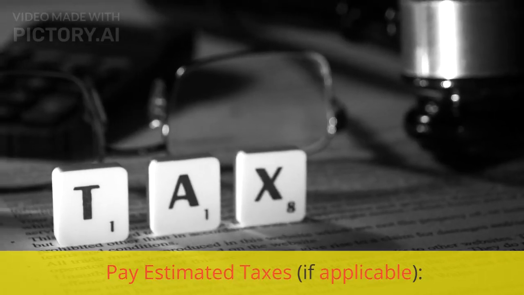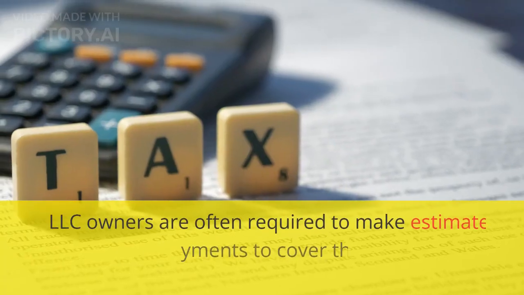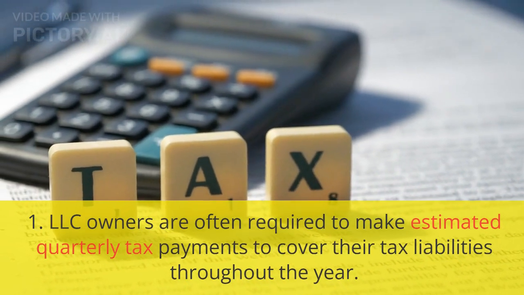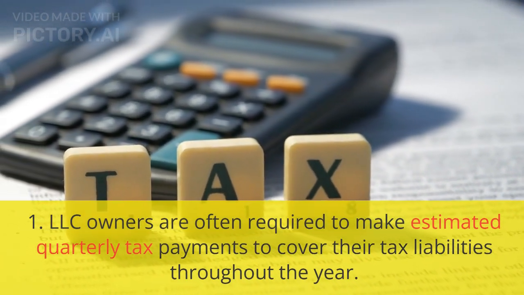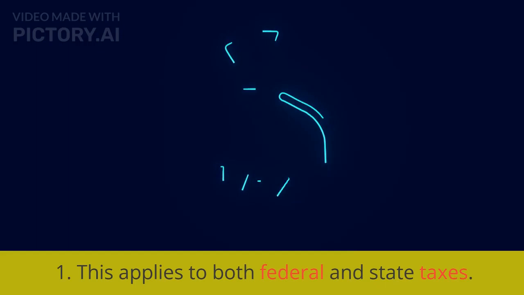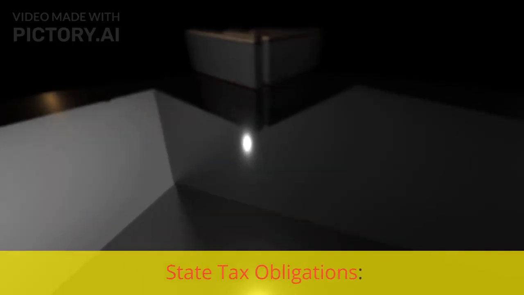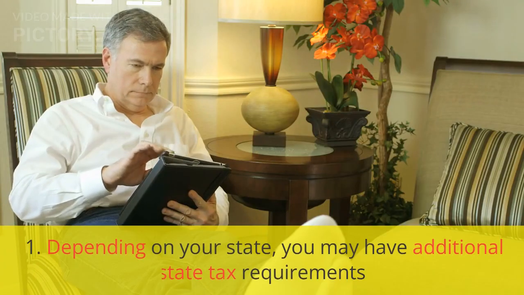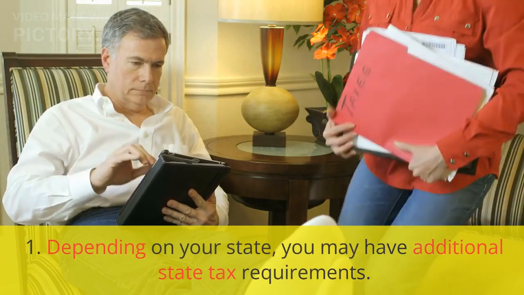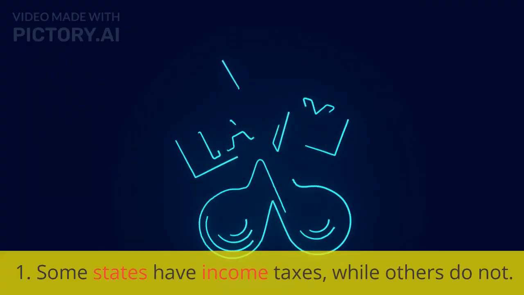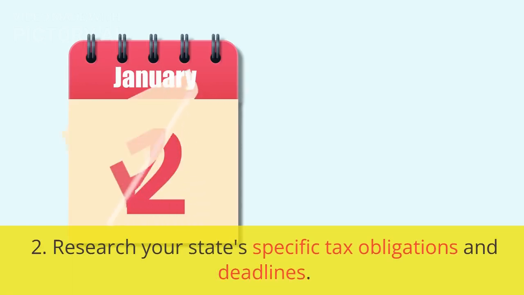Step 5: Pay estimated taxes, if applicable. LLC owners are often required to make estimated quarterly tax payments to cover their tax liabilities throughout the year. This applies to both federal and state taxes. Step 6: State tax obligations. Depending on your state, you may have additional state tax requirements. Some states have income taxes, while others do not. Research your state's specific tax obligations and deadlines.